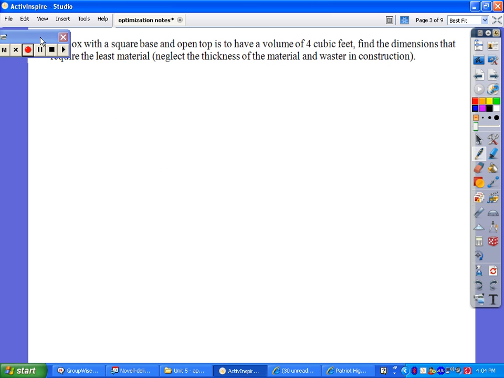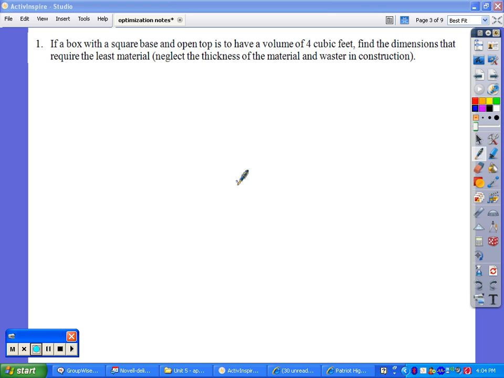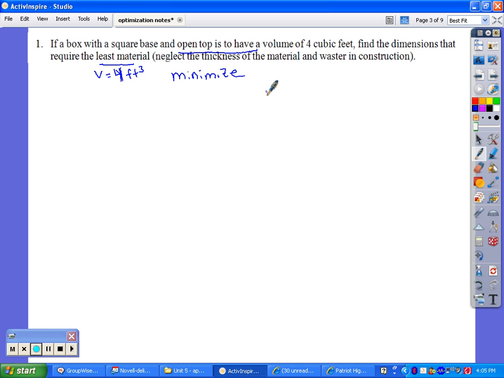Okay, so for a second example, we have a box with a square base. It has an open top, and the volume is 4 cubic feet. And we want to find the dimensions that require the least amount of material. Okay, and they said don't worry about the thickness. So again, we know volume is equal to 4 cubic feet. And we want to minimize, and again, we want the least amount of material. So we want to minimize surface area.